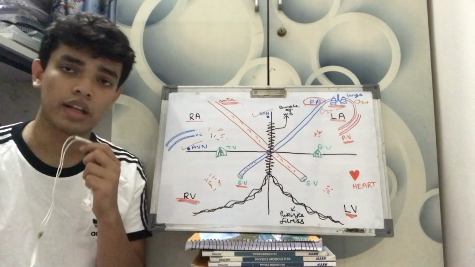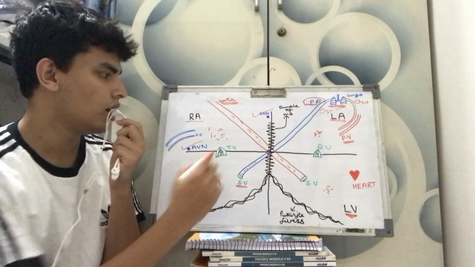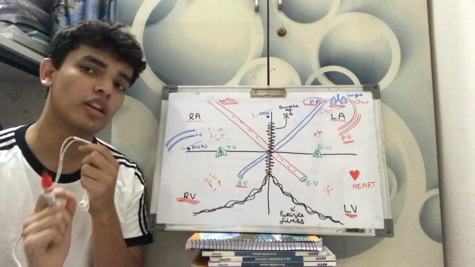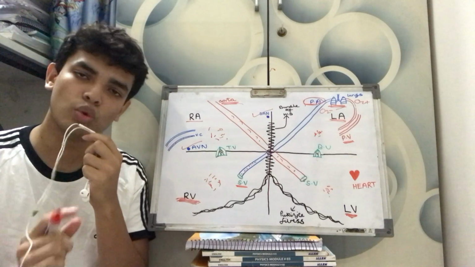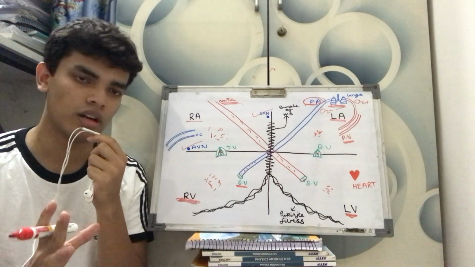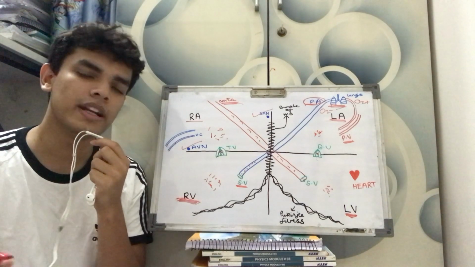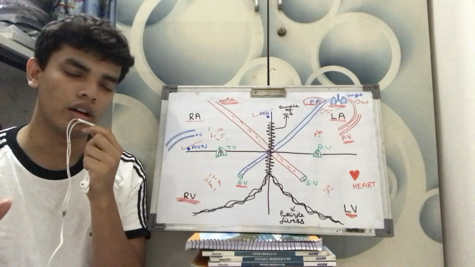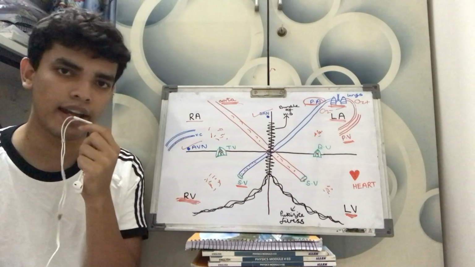Okay guys, another important thing to remember here is the SAN, which means sinoatrial node, and the AVN, which means atrioventricular node. These nodes generate electrical impulses. The heart beats because of these electrical impulses. It is very important to understand their function to understand the cardiac cycle.